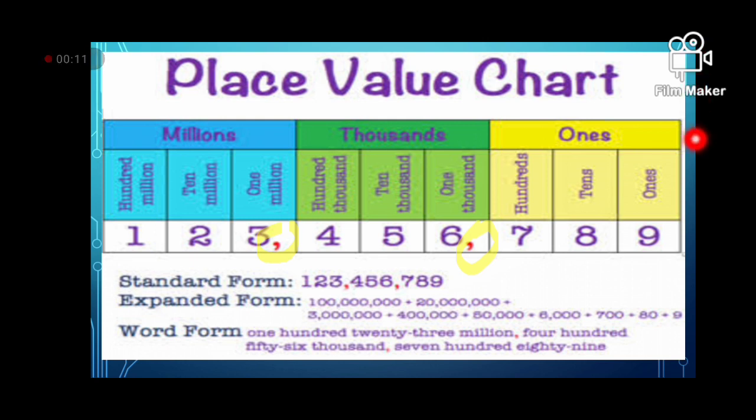How to write the number in standard form? Standard form means we have to place the commas between the periods. It means after every 3 digits or after every 3 place values, we will place the comma. So the comma has been placed after 3 digits, the first comma, and the second comma is also placed after 3 digits. Means the first comma is between thousands and ones period, and the second comma is in between millions and thousands period. This is the standard form of the number.